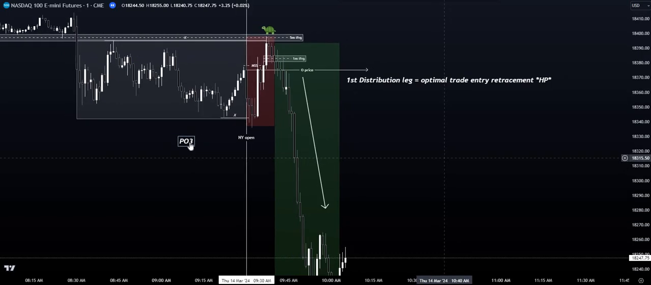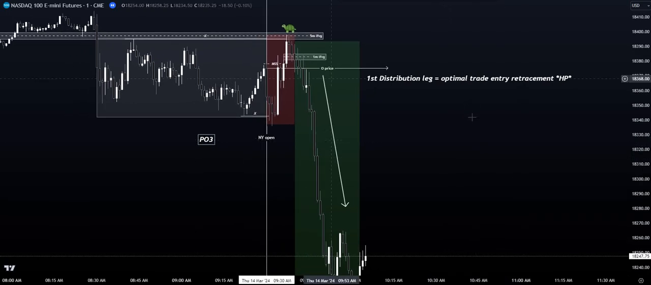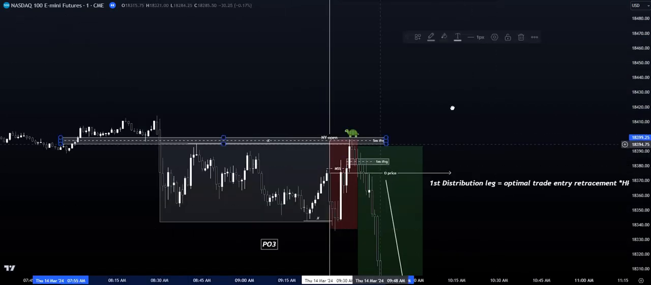Now, how do we know it's the power of 3? Because we used basic market structure of sweeps of liquidity, displacement, and turtle soups.